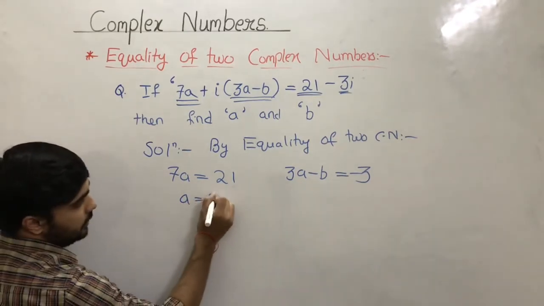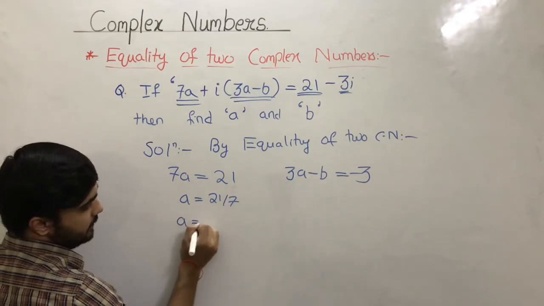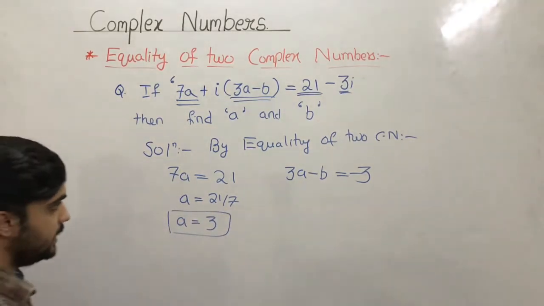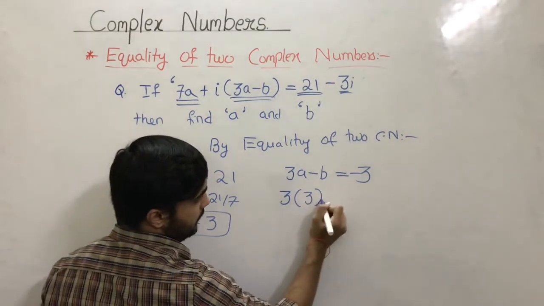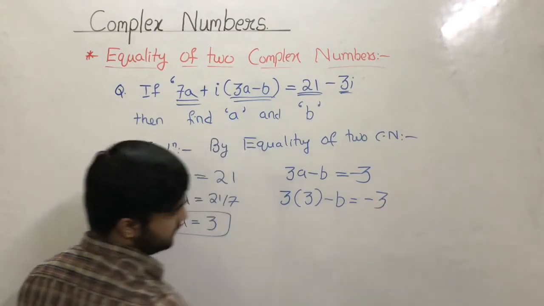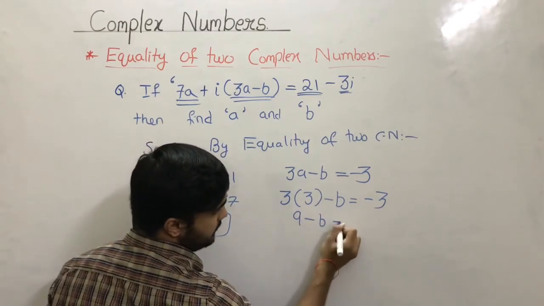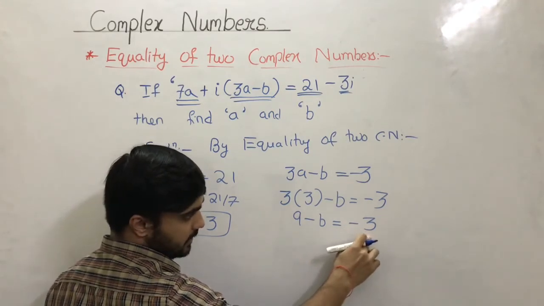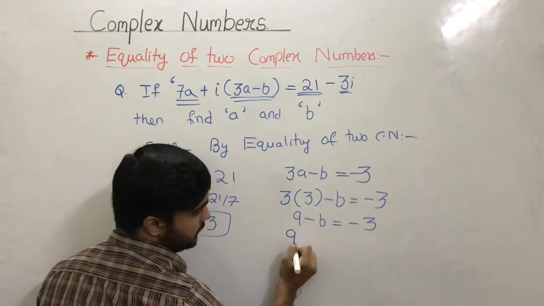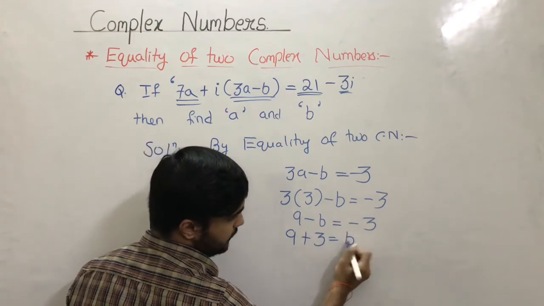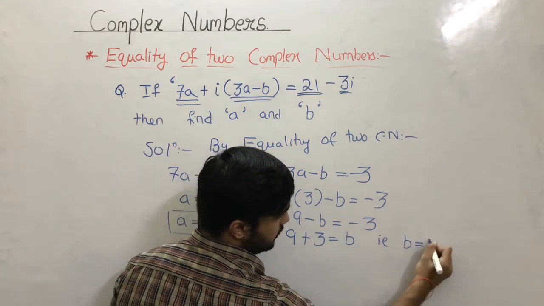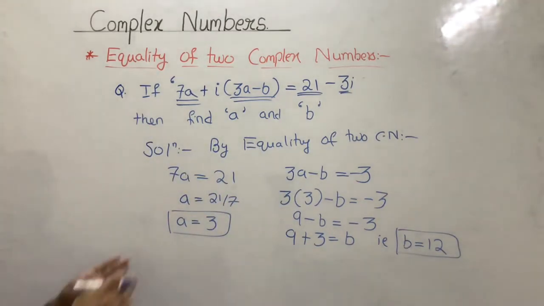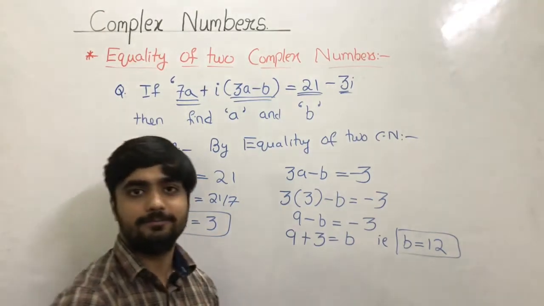So a will be 21 by 7, that is a will be 3, and if we substitute this value in this, what we get? 3 into 3 minus b is equal to minus 3, that is 9 minus b will be minus 3. Now this minus b becomes plus b on this side and this minus 3 becomes plus 3 on this side. So we get 9 plus 3 is equal to b, that is b is equal to 12. So by equality of two complex numbers, we have found the values of a and b.